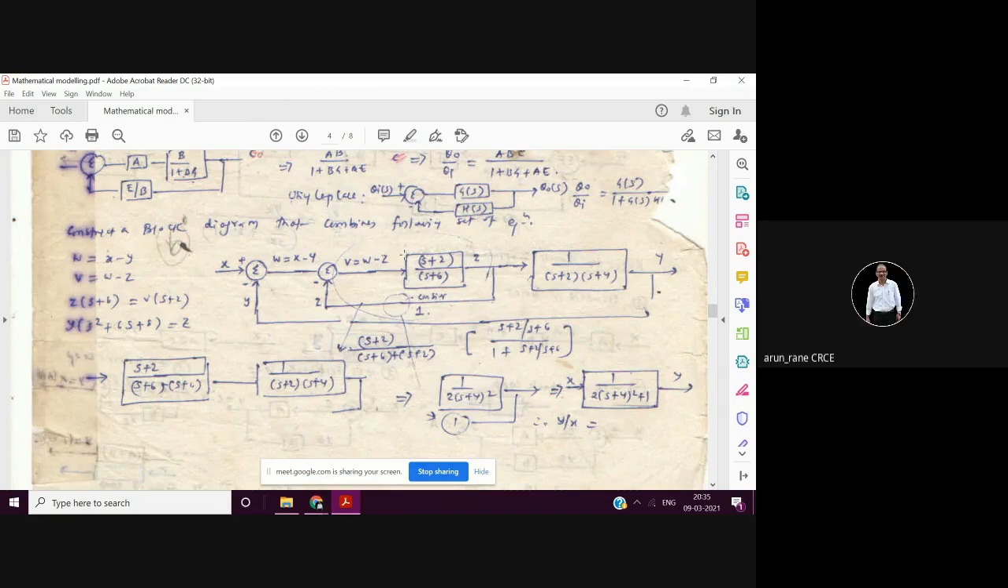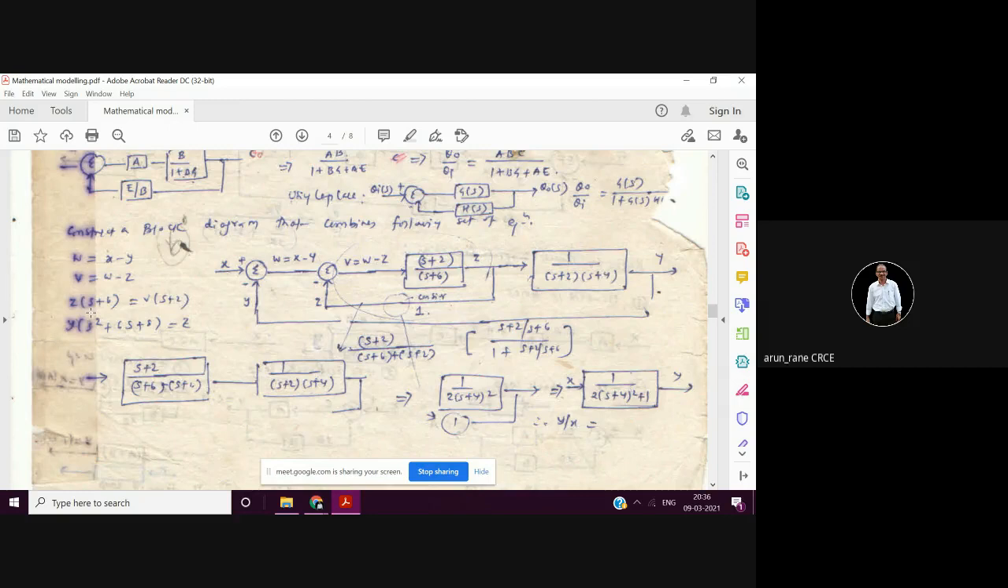If it is not clear, please ask. Now here we have the output signal as V. Okay, V. Now let us see this third equation.